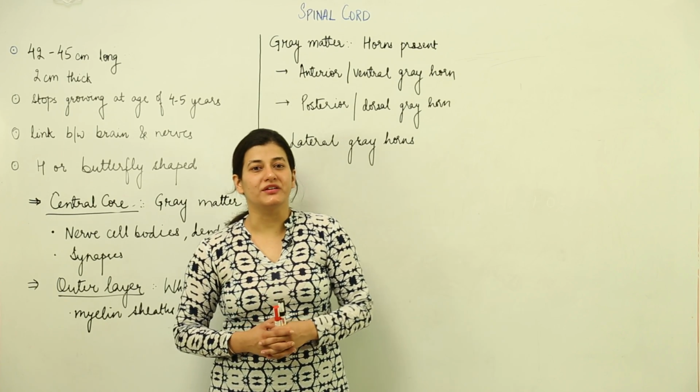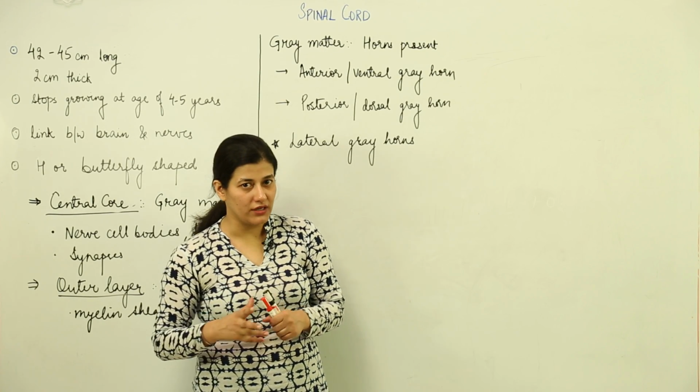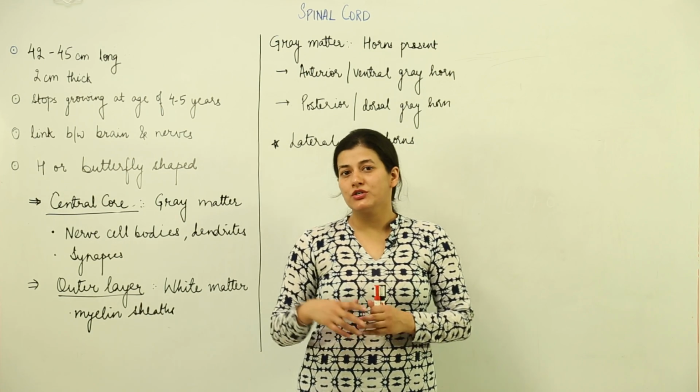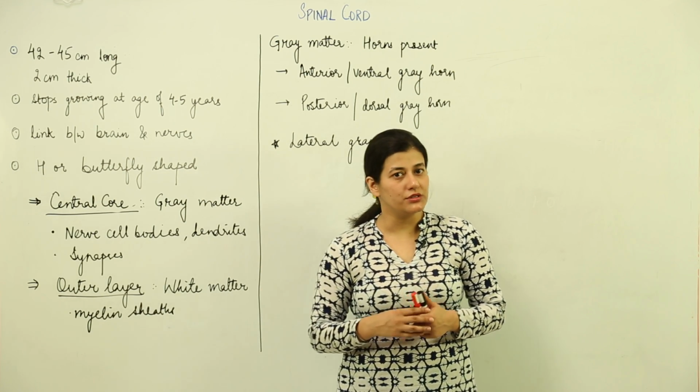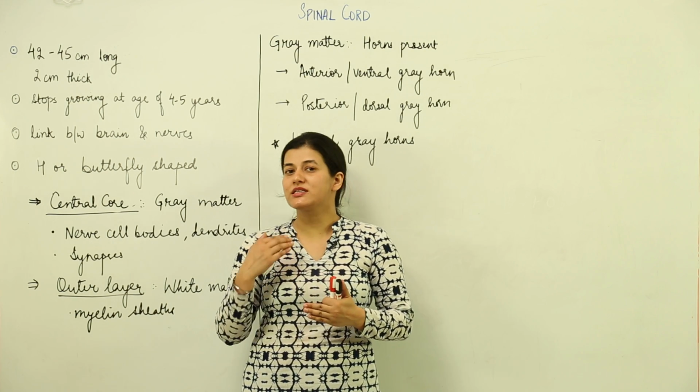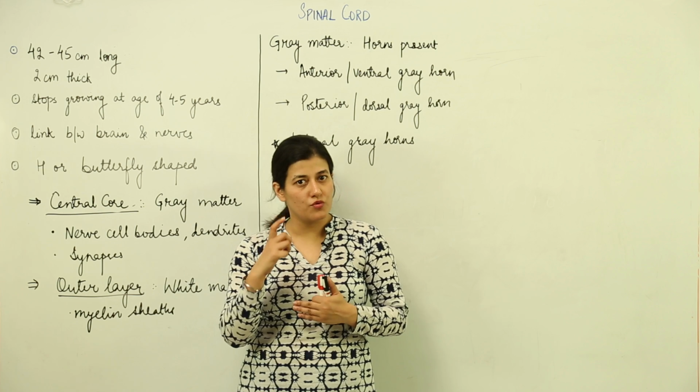Now next we are going to discuss the spinal cord, a brief introduction, and then we are going to understand its structure in detail. So what is the introduction all about? First thing is that it is part of the central nervous system. It is connected to the brain through the brain stem.